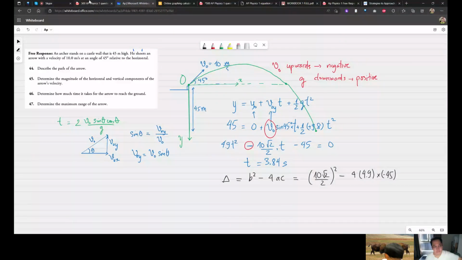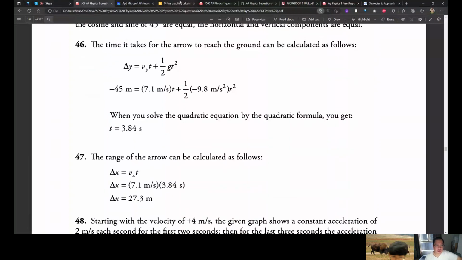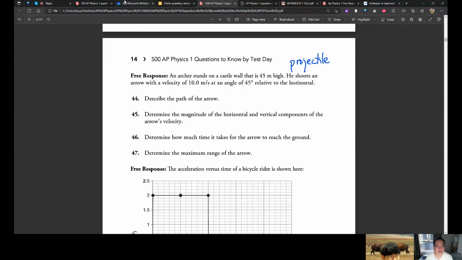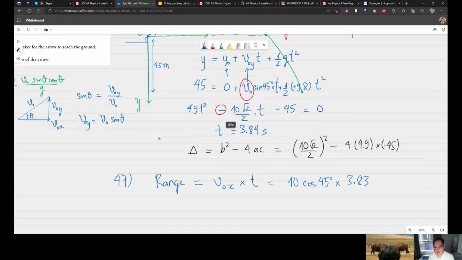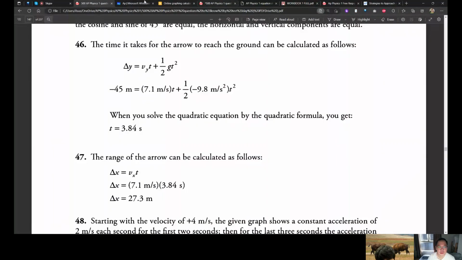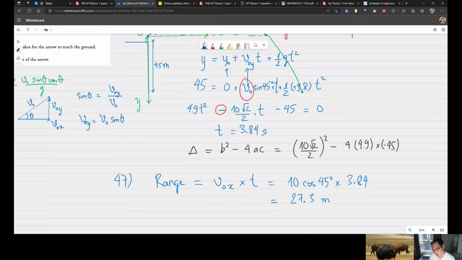Okay. What is the next question? Oh, 47. Also, the range. Determine the range of the arrow. We already have the time here, so the range is very simple. It's just the horizontal velocity multiplied with the time, okay? The horizontal velocity is the initial velocity 10 multiplied with cosine of 45 degrees, okay? And the time we calculated to be 3.84. You should take the more accurate value in the calculator, not round it, okay? Yes. Not round it, 3.84. And the range will be 27.3 meters.